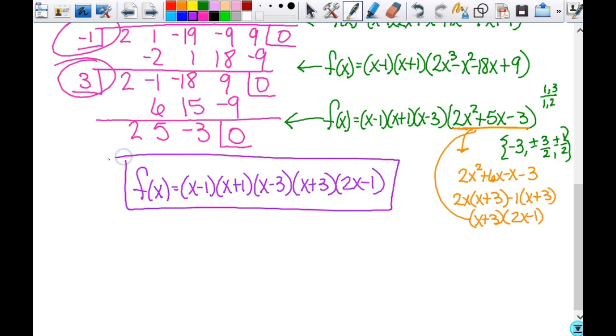Make sure I actually answer the question because I'm also supposed to solve for all real zeros. So I was going to write roots, but my zeros are positive 1, negative 1, so plus or minus 1, positive 3 and negative 3, plus or minus 3, and then this gives me a positive 1/2. There you go.